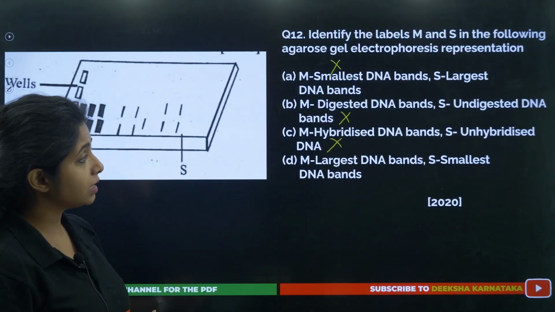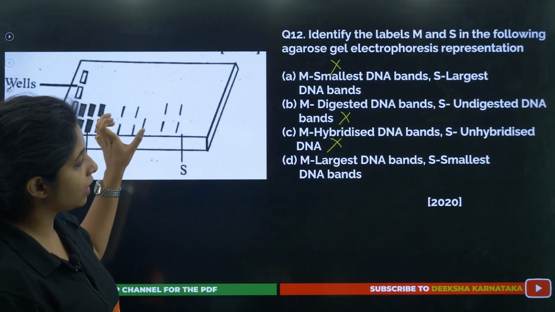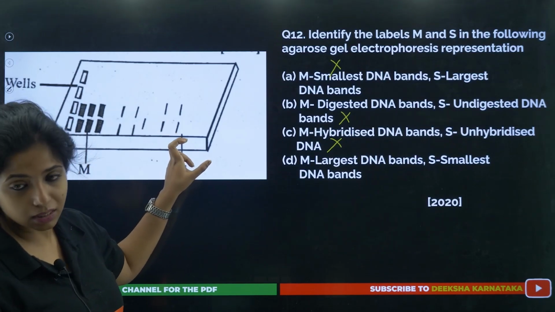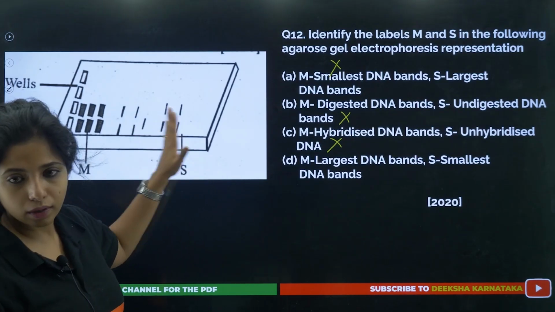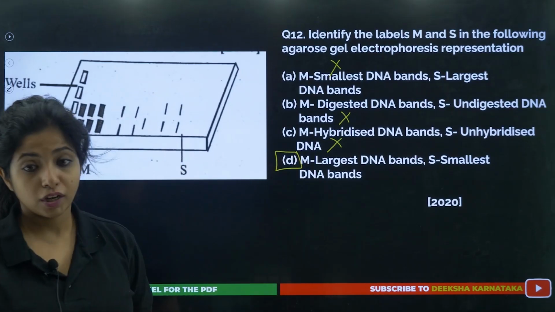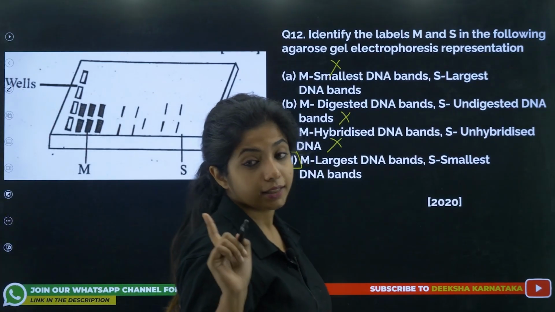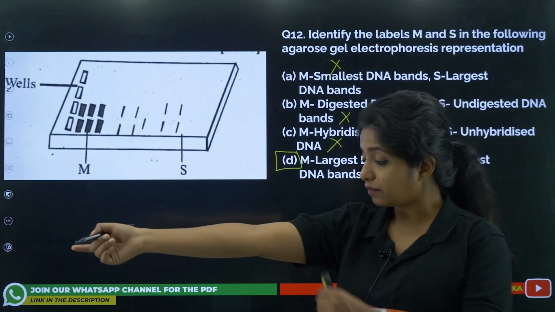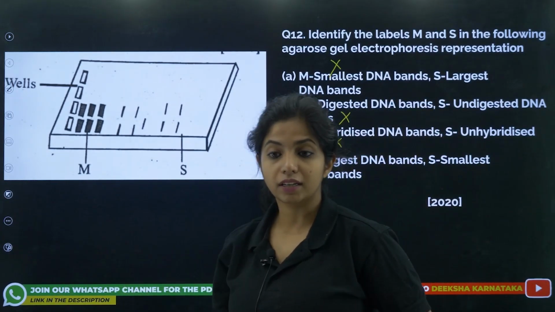Now D says M is the largest DNA band and S is the smallest DNA band. This is actually correct. This would be the smaller one and this would be the larger one. So this becomes a correct option. 2020 question. I told you, right? This particular topic gives you a lot of questions, so you have to be very much aware of the concepts.